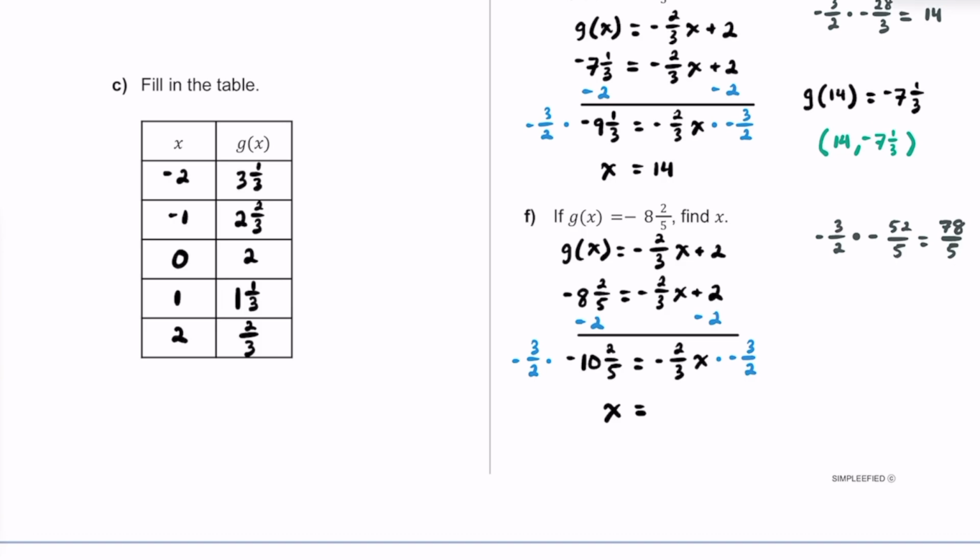Now, 5 goes into 78 15 times. 15 times 5 is 75, so it's 3 left over. So it's going to be 15 3/5 here. So 15 3/5 would be our x value. So what did we just find out? We found out that g of 15.6, that's 15 3/5, is equal to -8 2/5, or I'm going to say here -8.4, just to practice using some decimals here, right? If you're looking on the graph here, you would see that (15.6, -8.4) would be a point that is on this function.